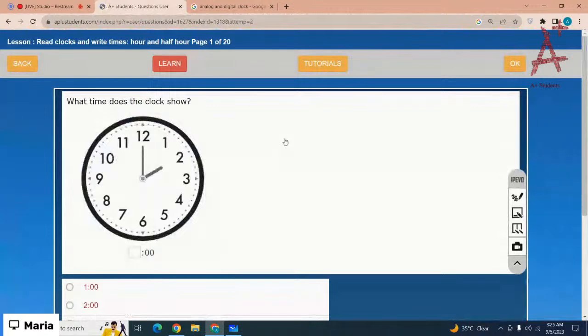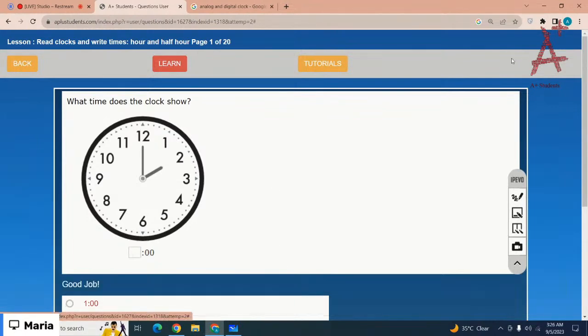What time does the clock show? Which is the correct option? You are given the minutes 0, right? Just look at the hour hand. The shorter one is the hour hand. So it points to 2, right? That means it is 2 hours and 0 minutes. The second option is the correct one.